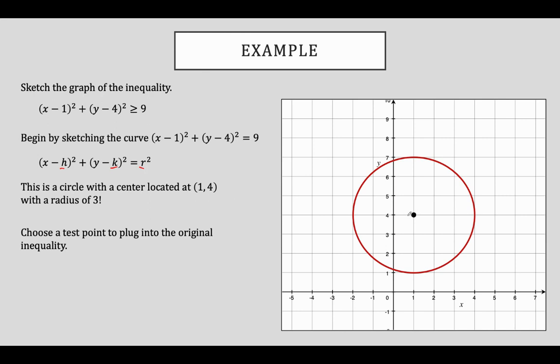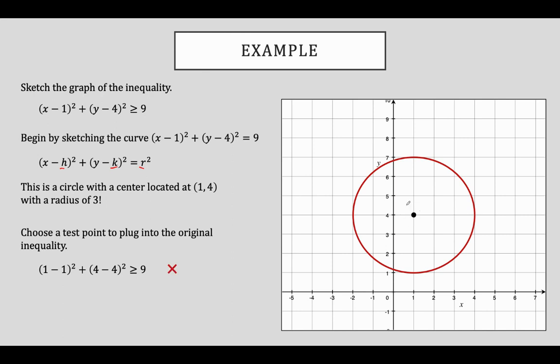All right, if we plug in 1 for x and 4 for y into our original inequality, we get 1 minus 1 squared plus 4 minus 4 squared is greater than or equal to 9. And, well, by plugging in the center, actually each of these goes to 0. We get 0 is greater than or equal to 9, which is not a true statement.